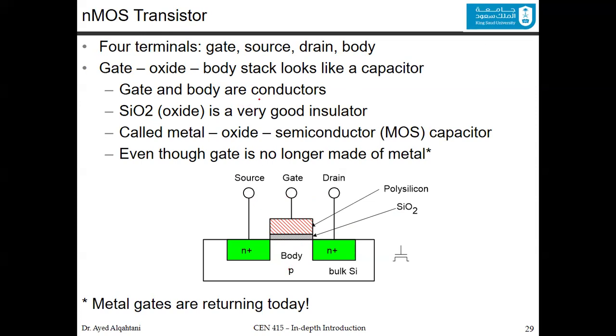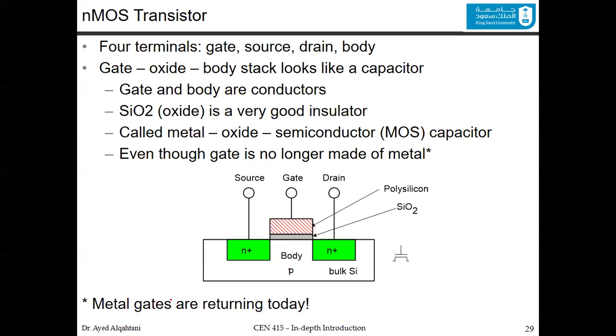The gate and the body are usually conductors. The silicon oxide is a very good insulator, so there is no current, or there's not supposed to be any current, flowing through the gate. It's called a metal oxide semiconductor, or MOS, capacitor, because you have a region that allows current to flow, another region here that allows current to flow, but between them we have an insulator. Because of this we call it a capacitor, even though the gate is no longer made of metal.